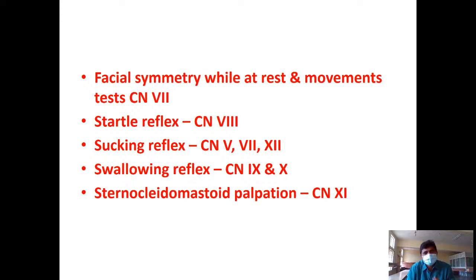Then startle reflex. So when you make a sound, babies can have a startle reflex. It is more like a motor reflex, but here the stimulus is auditory. So with that, babies can have a startle reflex. When babies are having a startle reflex, then you have successfully tested the 8th cranial nerve.